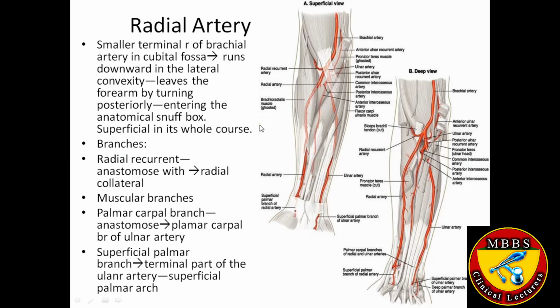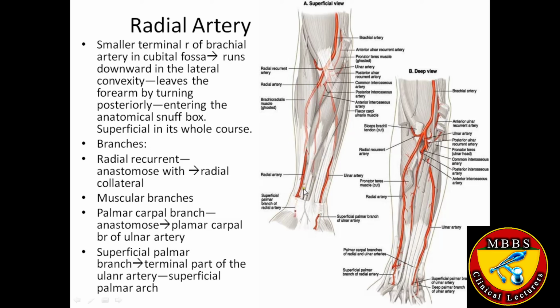Now the artery that is found in the anterior compartment is the radial artery, and the radial artery is the most superficial artery in the anterior compartment. It is the small terminal branch of the brachial artery and arises in the cubital fossa and enters into the forearm approximately at the neck of the radius. It runs downwards in a convexity and leaves the forearm by turning around posteriorly into the anatomical snuff box, while in its whole course it is the most superficial structure and related with the superficial branch of the radial nerve, and it lies only deep to the brachioradialis muscle in its middle part.